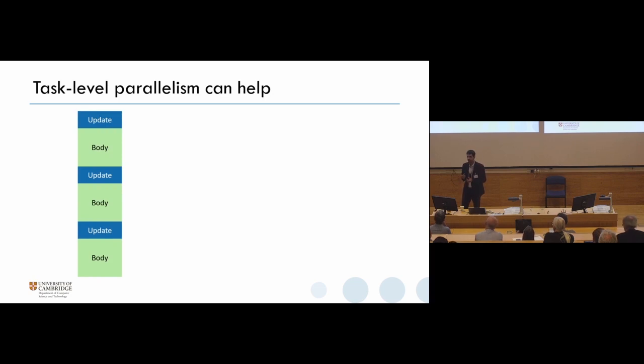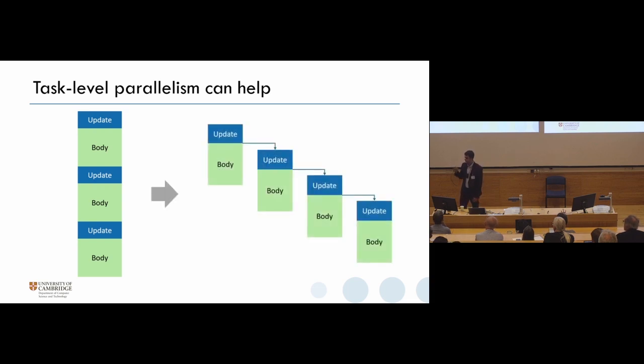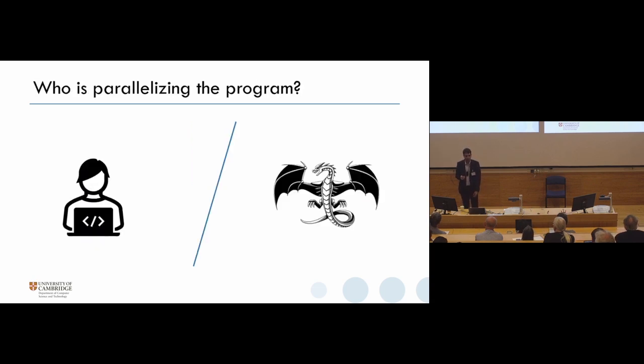So for example, task-level parallelism, here we are looking at iterations of a loop, and we transform the iterations into a sequence of updates that are sequential and bodies that are parallel. So this could lead to parallelization as shown here, where the body is overlapped with all future iterations. Well, this would be great, but it requires us to know that things are independent. And somebody needs to ensure that. Well, that can either be a developer, or it can be a compiler.